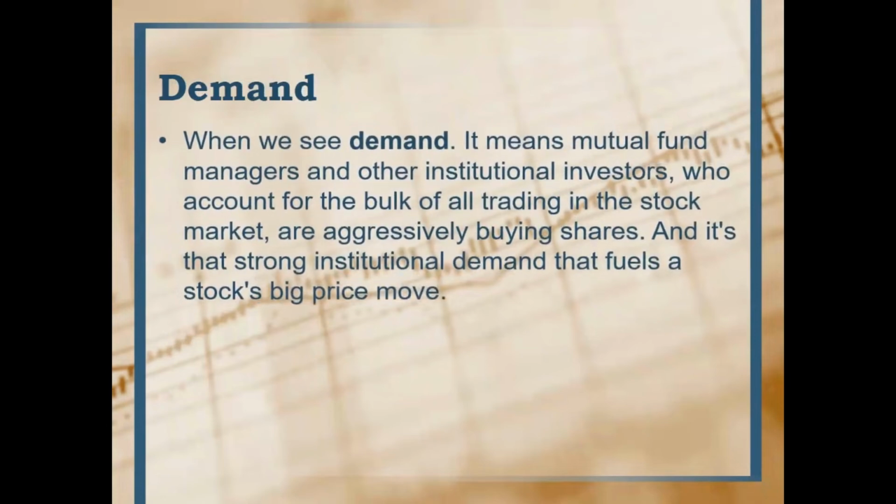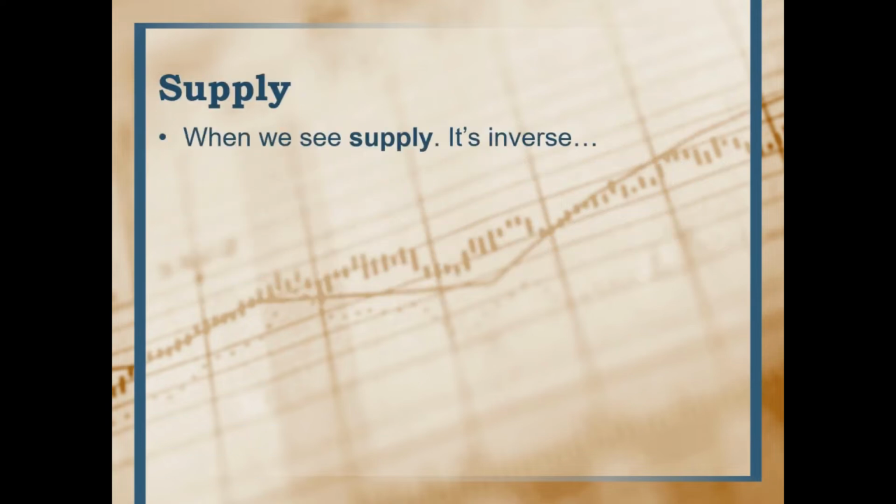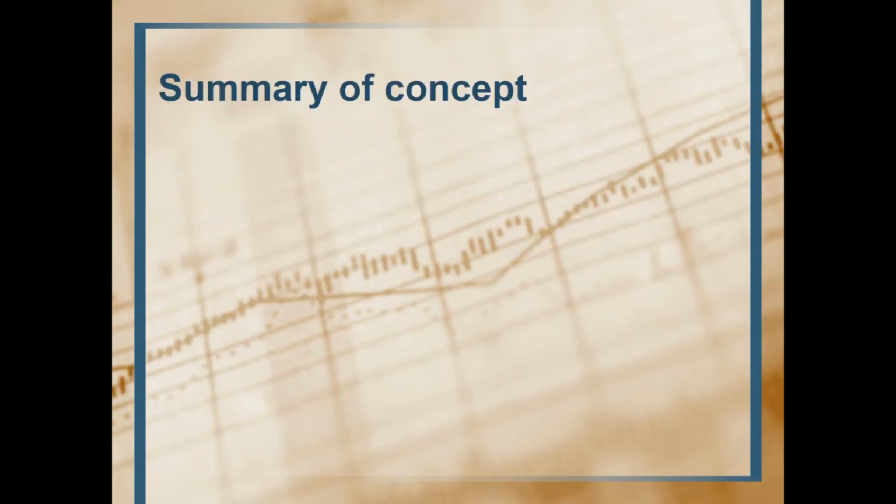When we see demand, it means mutual fund managers and other institutional investors who account for the bulk of trading are aggressively buying shares. And it's that strong institutional demand that fuels the stock's big price move. The opposite is true for supply. It's inverse. It means mutual funds are aggressively selling. It's the inverse movement of demand. It fuels the stock's move down.